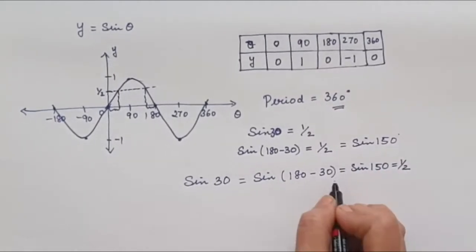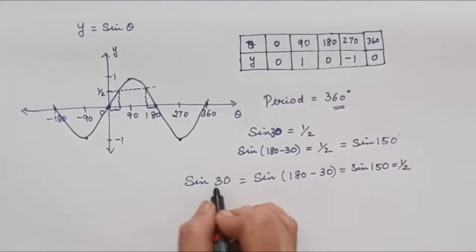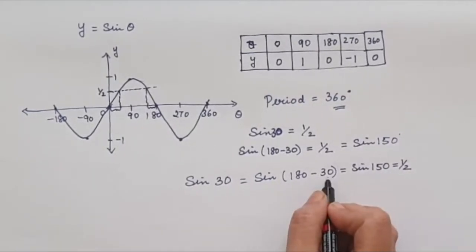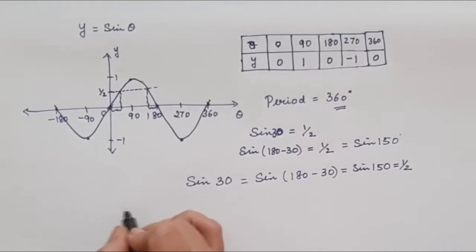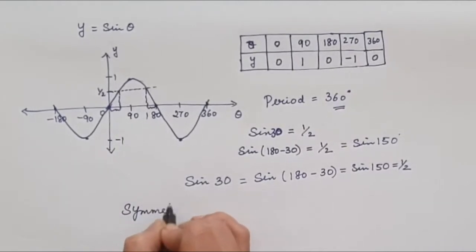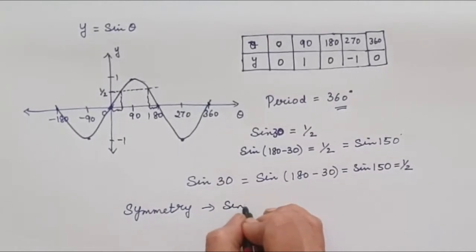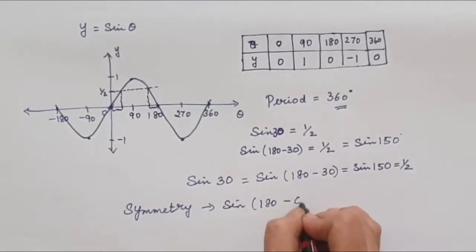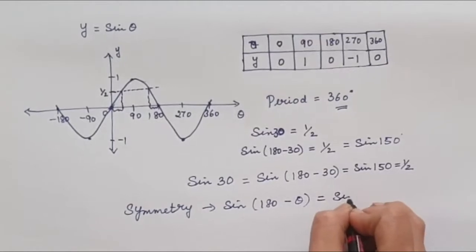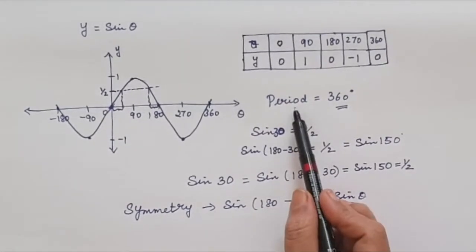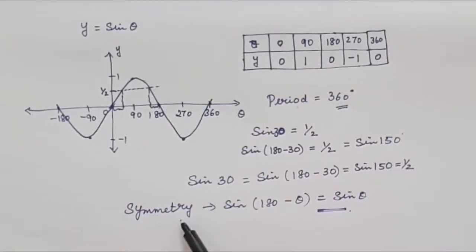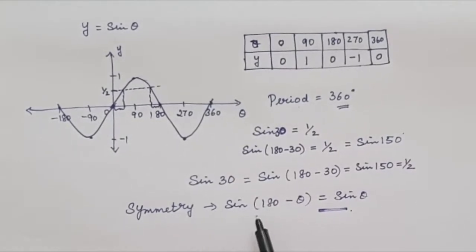Now, this property where sine theta is equal to sine of 180 minus theta is called a symmetry property. The symmetry property states that sine of 180 minus theta is equal to sine theta. We'll be using this period property and the symmetry property in finding all the values in the given interval. We'll do that later.